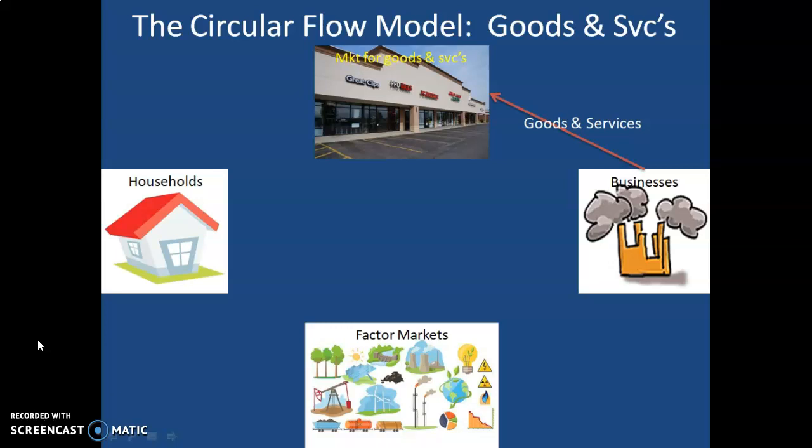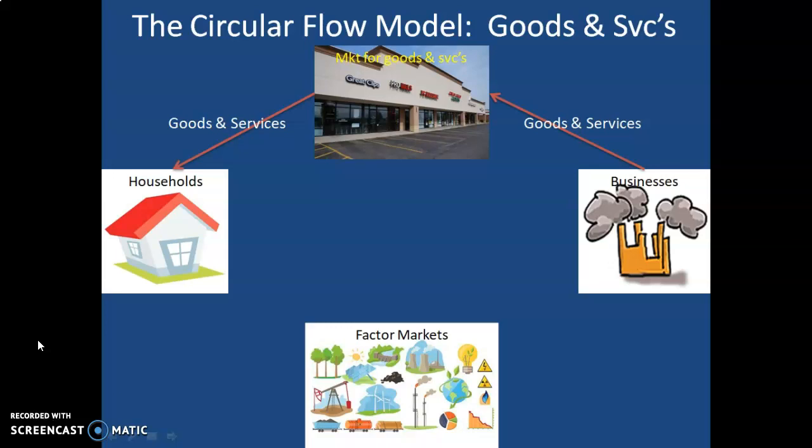I want you to have this on the outside of this representation, not on the inside, but on the outside. Now, once goods and services get to the market, what's going to happen to them? Well, they're ultimately going to make their way to the households. So you're going to have another arrow going from the market for goods and services to the households, and again, label that goods and services.